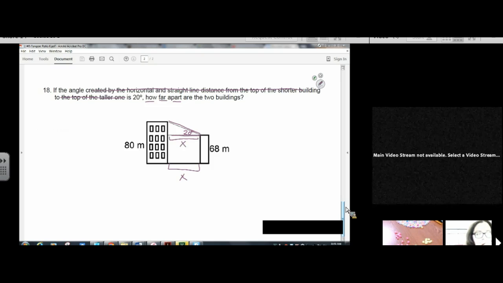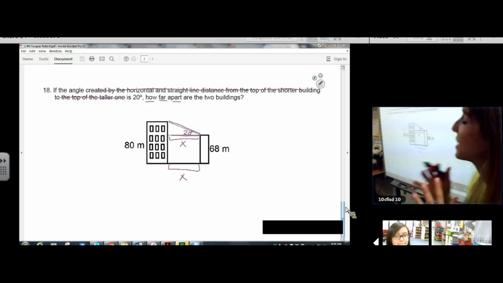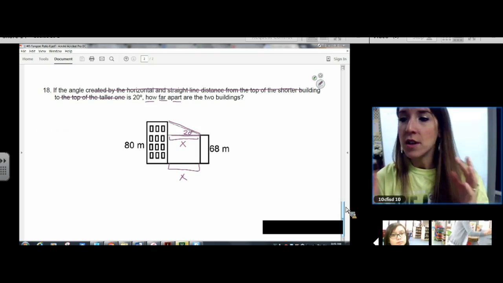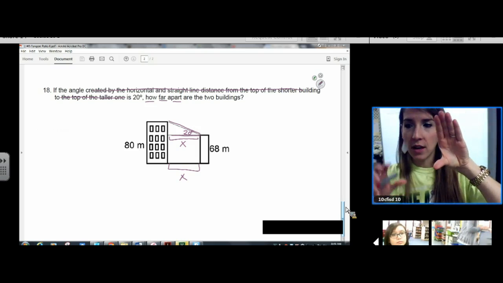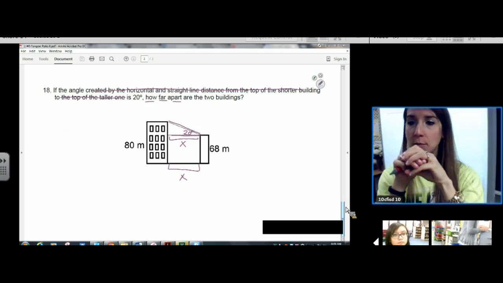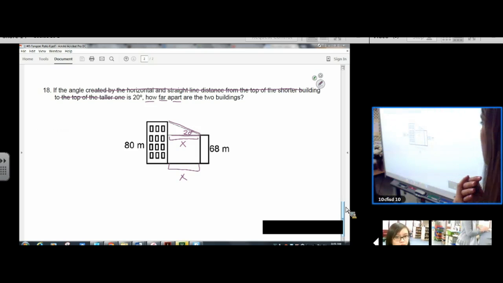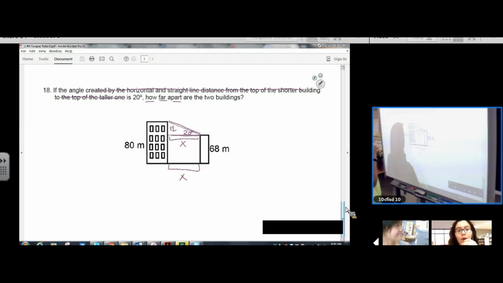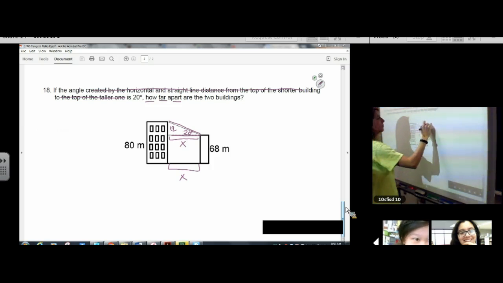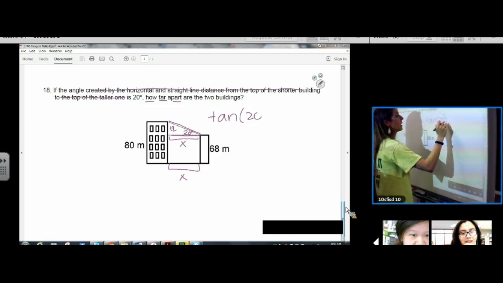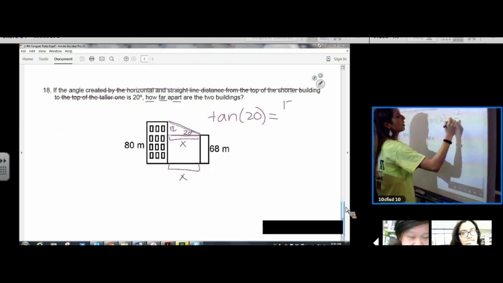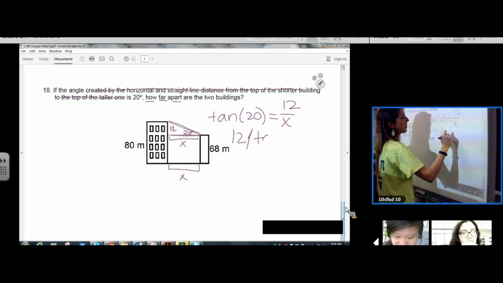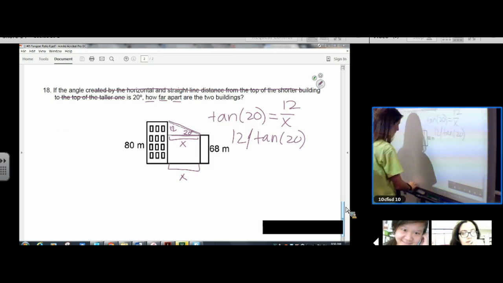Remember, to do trig, you need two pieces of information. Right now, I only have 20 degrees. So I need to use the 80 of the taller building and the 68 of the smaller one, and I need to subtract them: 80 minus 68. Now we have two things. We have 12, and we have that 20 degrees. Tan of 20 equals opposite over adjacent. Denominator divide. 12 divided by tangent of 20.